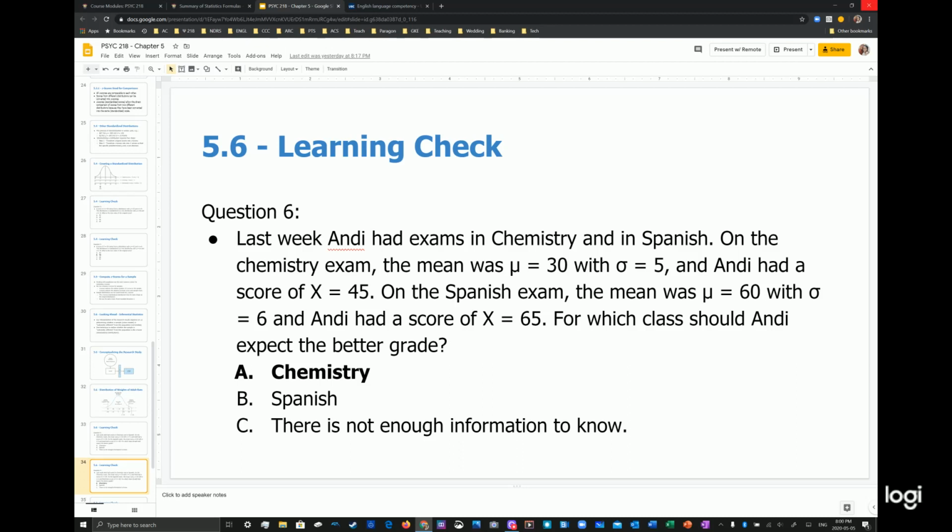Again, looking at the z-score in relation to a standard normal distribution. And the z-score for the Spanish exam is 5 over 6, so that's less than 1. So Andy would have done about average there. So one score is way above the average. Therefore, that score for chemistry is much better.